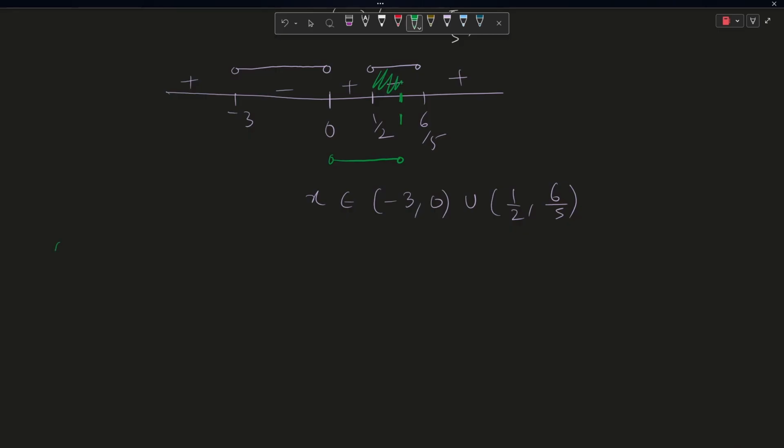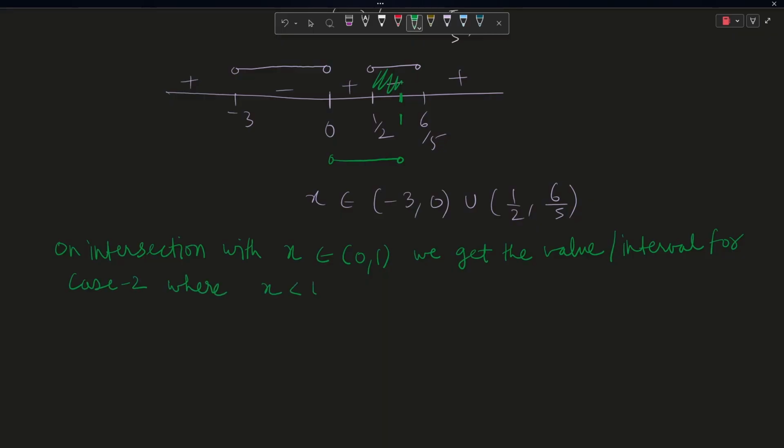So on intersection with x belonging to 0 to 1, we get the interval for case 2, where x is less than 1 and greater than 0, as x belonging to 1 by 2 to 1, right? So this is how we can calculate the answer for case number 2.